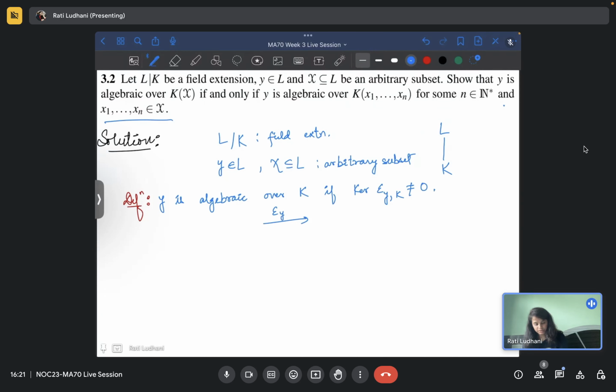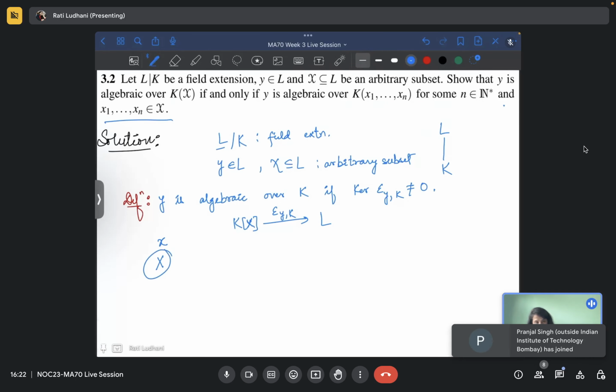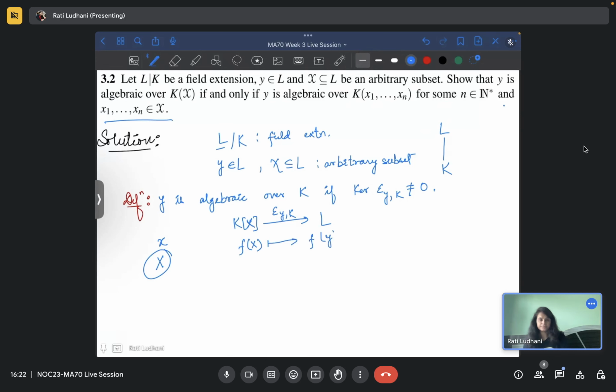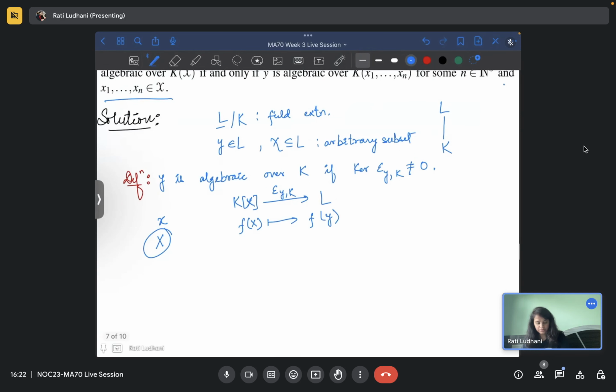So what do we mean by that? If you consider this map K[X] to L, where you take the bigger field L, I will write small x for a number or any particular element, and capital X I will denote as a variable. The map says any f(X) will map to f(y). In this map, if the kernel is non-zero, what does that mean?